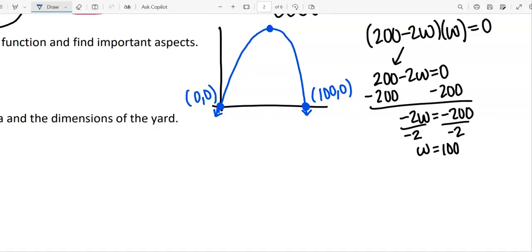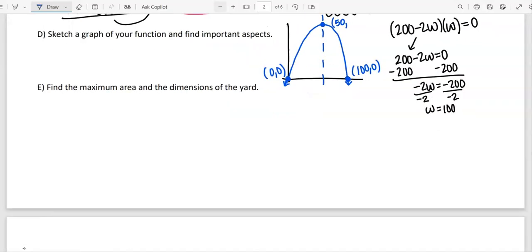Don't you have the zeros? Or you could just look at your zeros, right? What's in the middle of your zeros? 50. So we know this would be 50, comma, how do we get the y value? We have an x, how do you get a y? Plug it in. So area equals, this is when x is equal to 50. That's what we're doing here. 200 minus 2 times 50 times 50.